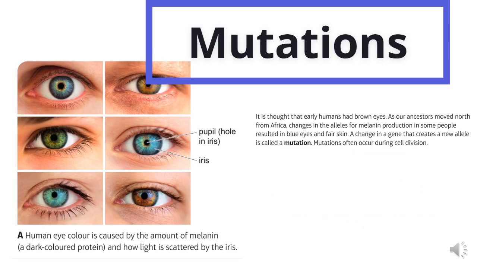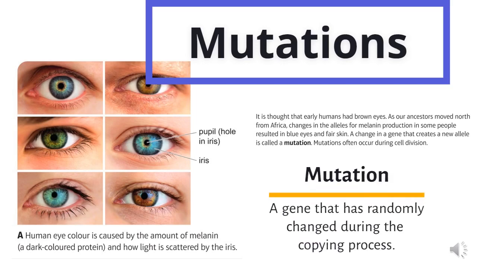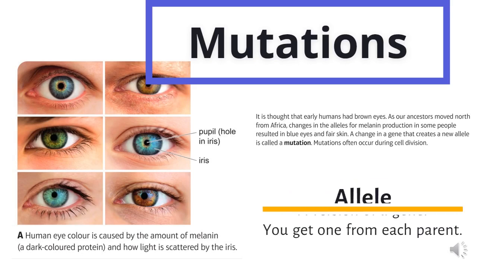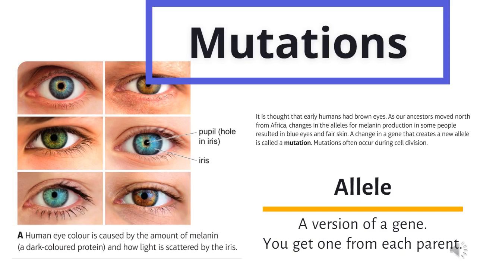It's believed that early humans living in Africa would all have had brown eyes. And as humans migrated north from Africa, a mutation would have occurred in the gene that controls melanin. This would result in people outside of Africa having blue eyes and fairer skin. This change to a gene that creates a new allele is called a mutation. Mutations occur during cell division.